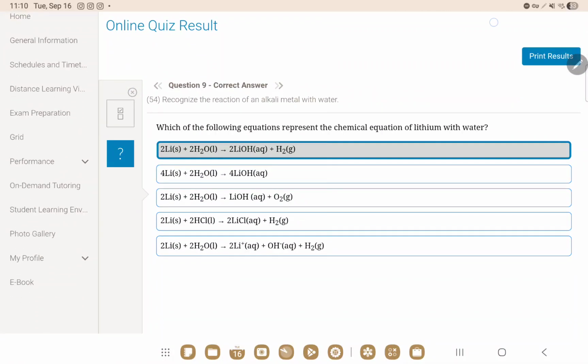And always know, whenever you have a metal reacting with water, you're going to have hydrogen and the salt. Or sorry, hydroxide and the hydrogen.